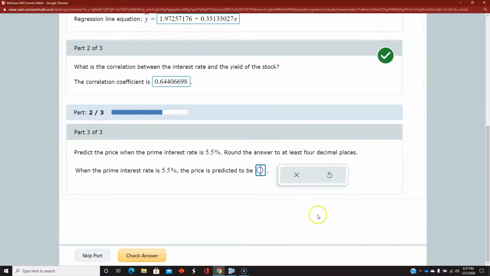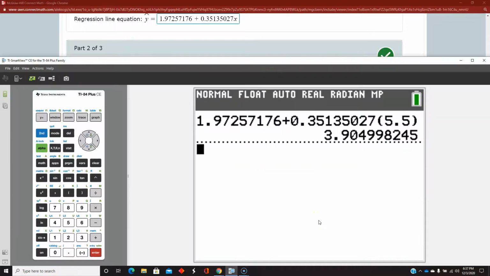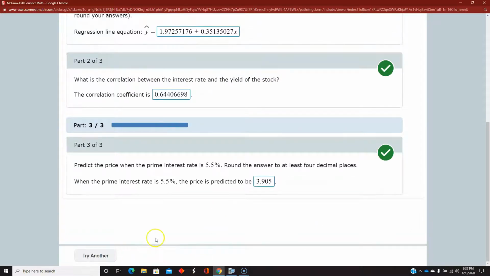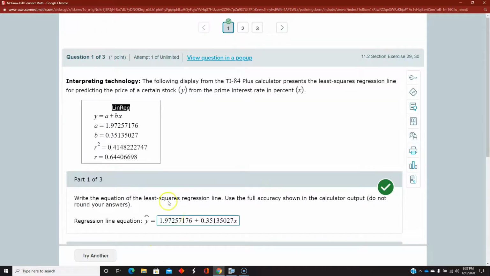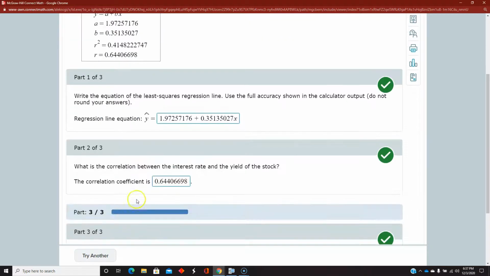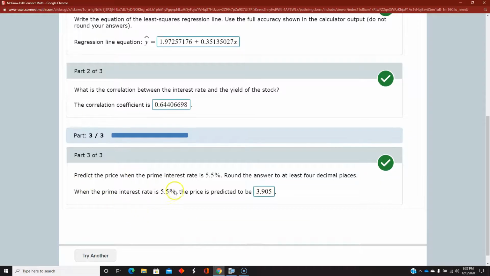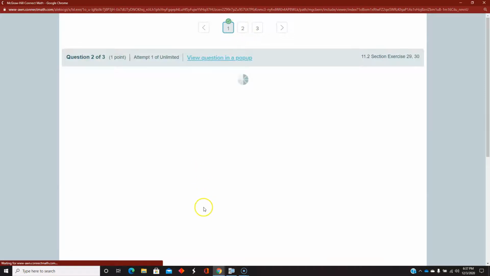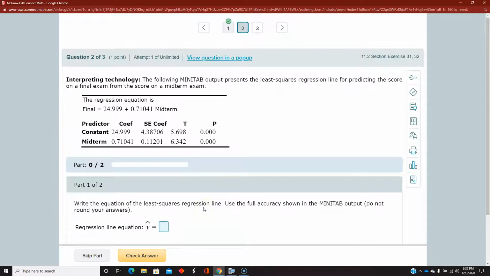Not sure how many decimal places they want. It says at least 4 decimal places, so 3.905, I think I got to say. So it's that easy. Two answers, we're just typing numbers that are from the printout, and then using the third answer, using the regression equation to predict a value for y for a given value of x.